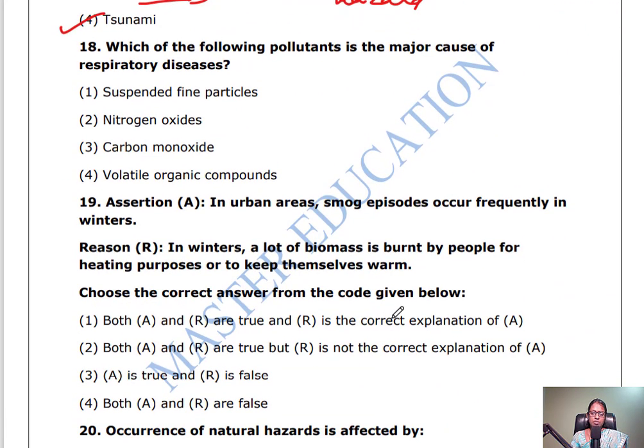The next question: which of the following pollutants is a major cause of respiratory disease? Respiratory disease is caused by suspended fine particles. These small fine particles mixed in the air create respiratory diseases. So this is the correct one.